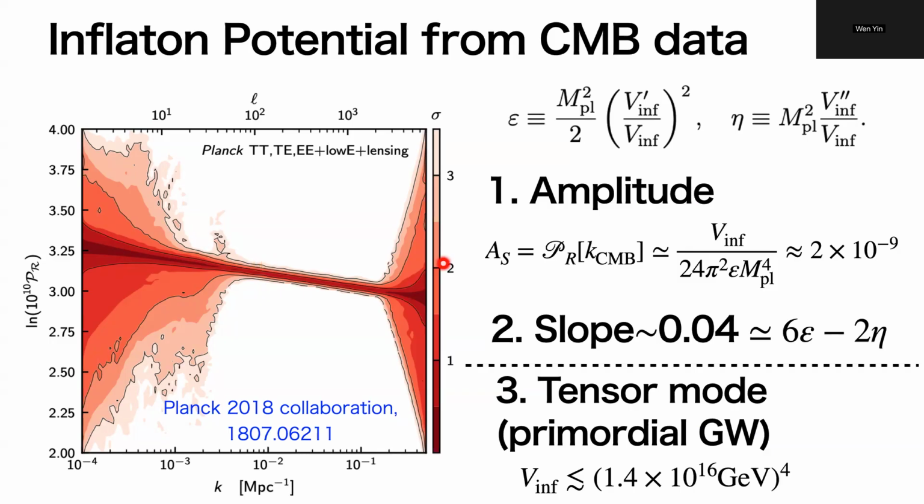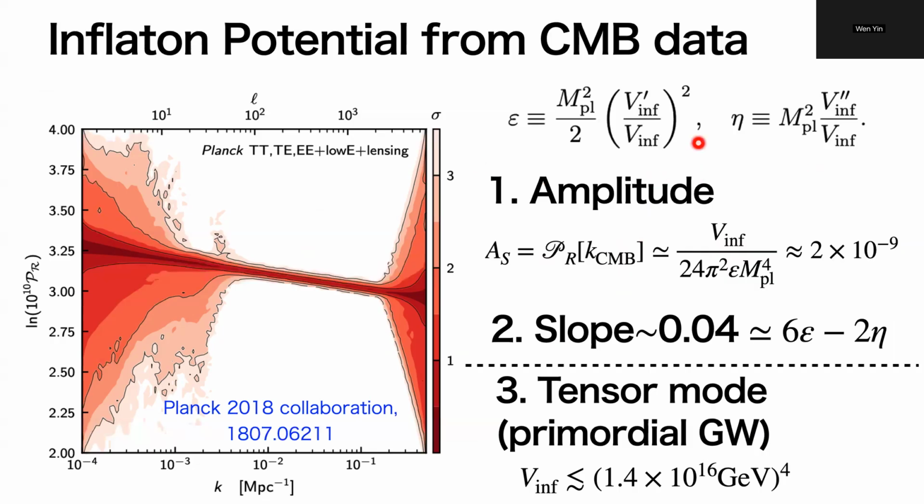From those data, one can actually get some information about the derivatives and the height of the inflaton potential when the inflation takes place. So we have some conditions for the inflaton potential. For instance, to get the amplitude of the curvature perturbation, we can get this kind of condition between the inflaton potential and the first slow-roll parameter defined like this, epsilon.